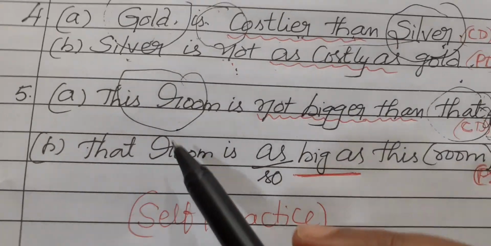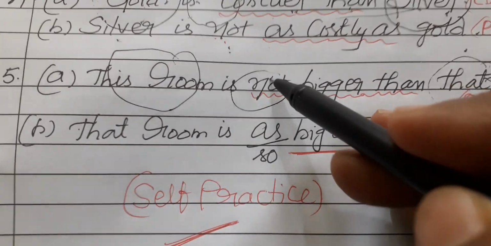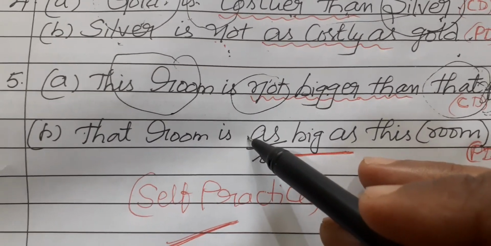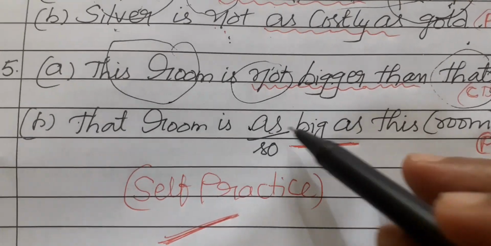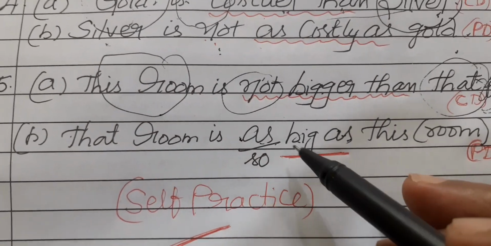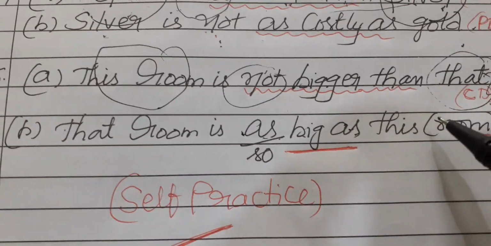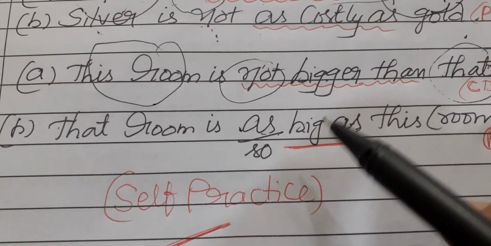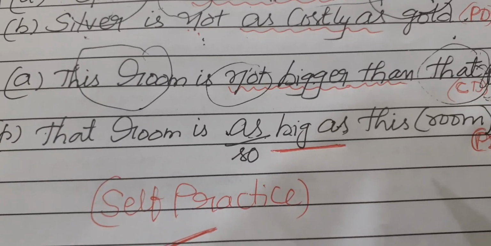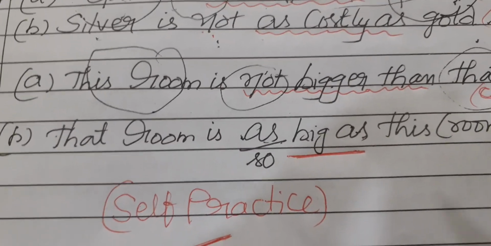Now that room first, this room last. That room. Not is already there. We should not use it. Opposite. Bigger, positive, big. Before one as, after one as: as big as. That room is as big as this room, or you can stop at this also. Room, no repetition. We avoid repetition in English generally. That room is as big as this, or this room, both are same. That room is so big as this, so big as this room, both are equal.